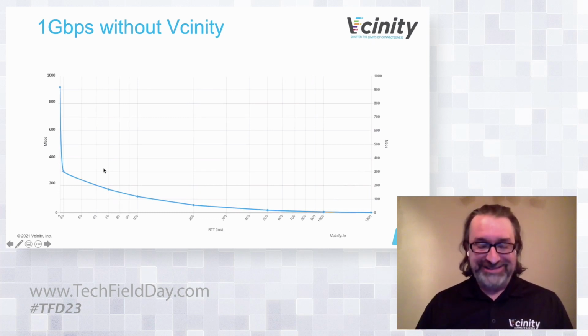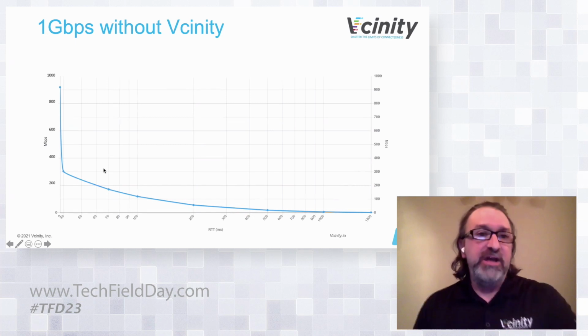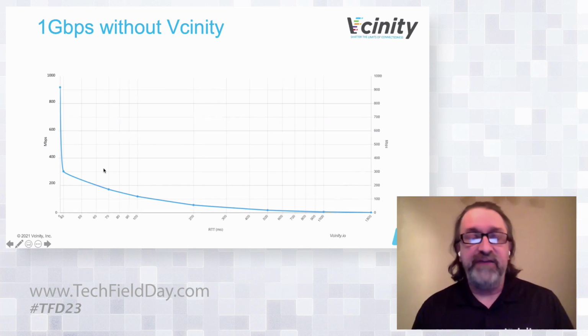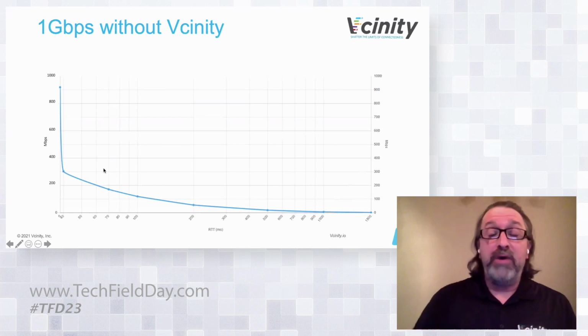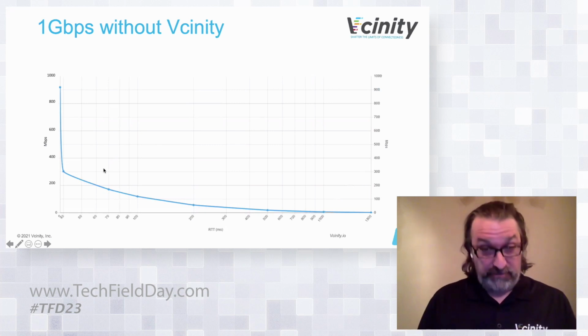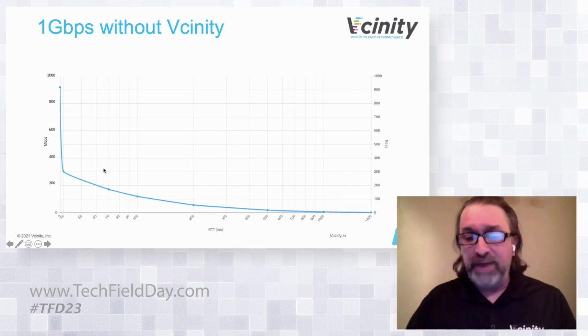So I keep talking about sustaining throughput over distance. Without Vcinity, this is pretty much what you have. This is a nice little graph. We have on the vertical on the left-hand side, throughput. And on the bottom, on the horizontal side, we have distance. And what you can see is once you start adding latency, or distance, to the equation, all of a sudden my throughput starts to tank, right? This is the fundamental problem. This is why we make copies and move data around, right?